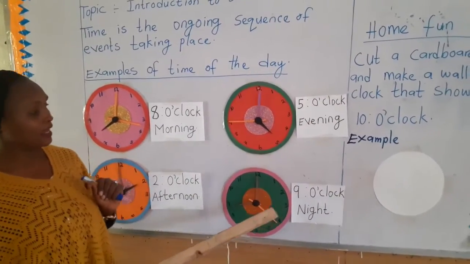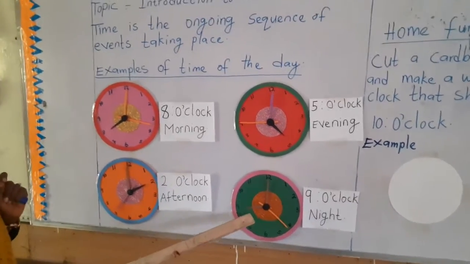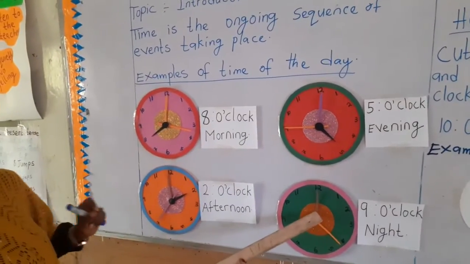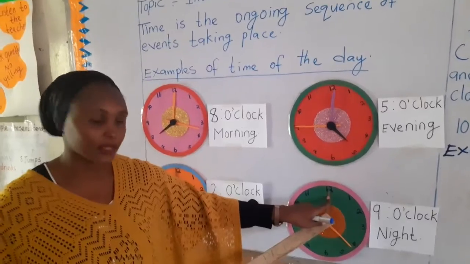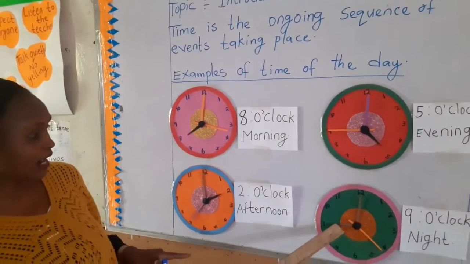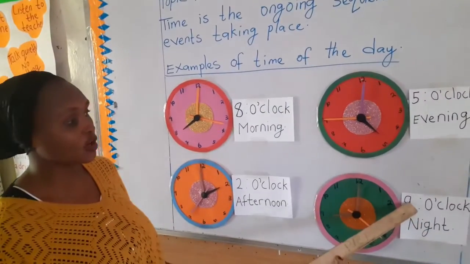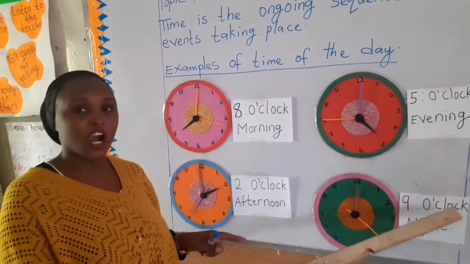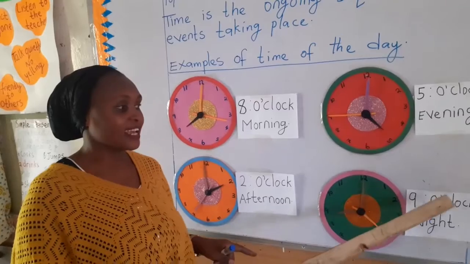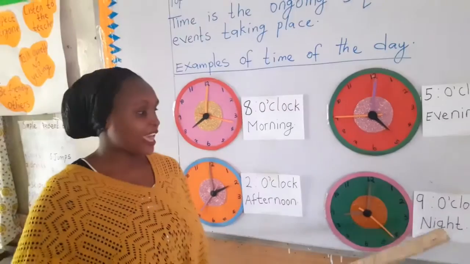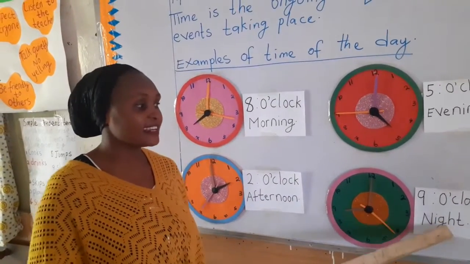Good. Let's go to the next time on our clock. We have the minute hand pointing at 12, then we have the hour hand pointing at 9. It shows the time is 9 o'clock. That is night.